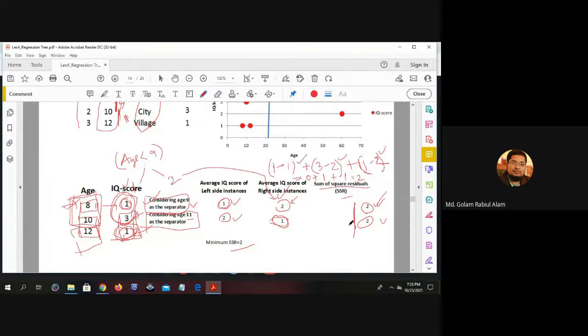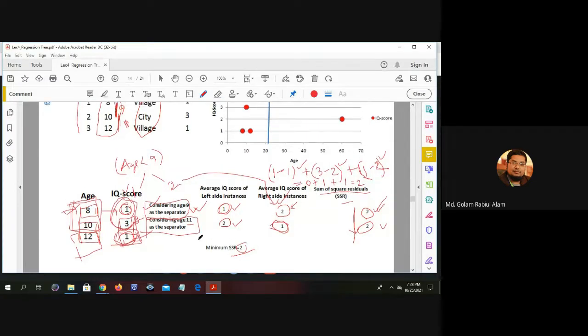Now we can see that the minimum sum of square residuals is 2, but this 2 can be 9 or it can be 11. That means we can take either 9 as the separator or 11 as the separator, because the sum of square residuals is the same here. So we can take any one. But before taking this, we also have to consider our other variable. You have to consider the age and find out the possible splitters, and also find out which splitter will give us the minimum sum of square residuals.